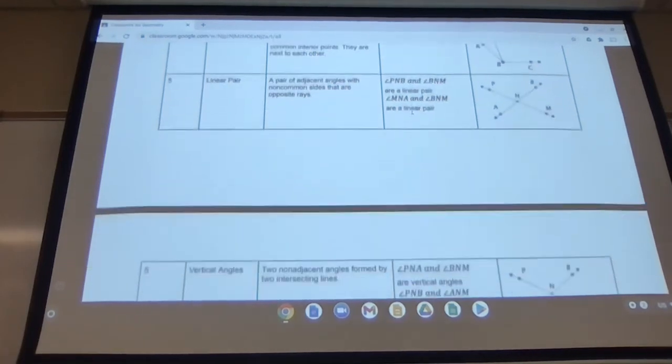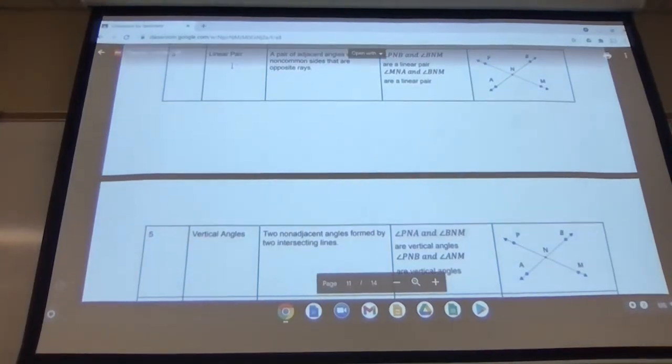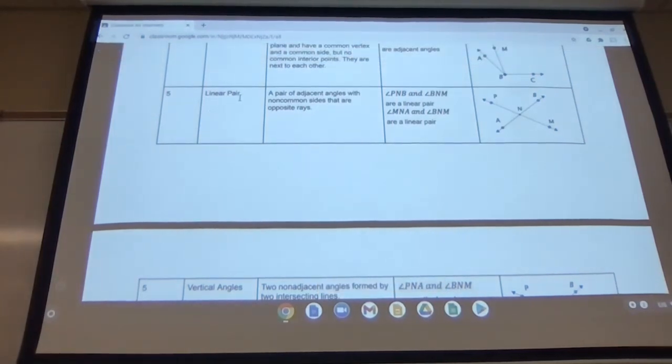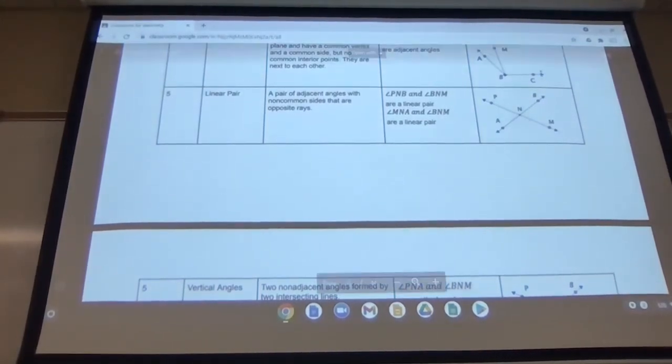Okay, let's go to a linear pair. When you see the word linear, what do you think? Line. You think line. Pair is how many? 2. So here's your definition. It's a pair of adjacent angles with non-common sides that are opposite ways. When I come over here to this picture, I've got 2 lines intersecting. When I have 2 angles next to each other that form a straight line, that means they are a linear pair.